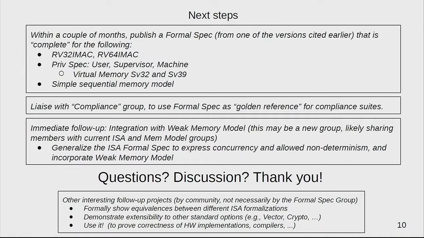Along with this, one of the first serious users of this will probably be the compliance working group, where they will have compliance suites, but whenever they have compliance suites, they are declaring compliance with respect to some golden reference. What will be that golden reference? Well, this formal spec is a very good candidate. Certainly Spike would be another possibility. So we're in talks with the compliance group all the time about moving that activity forward.